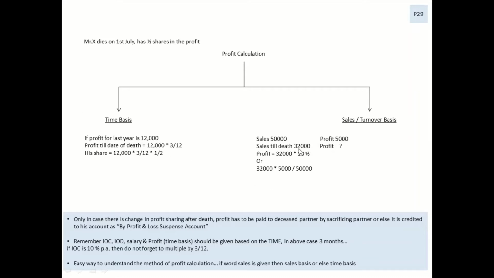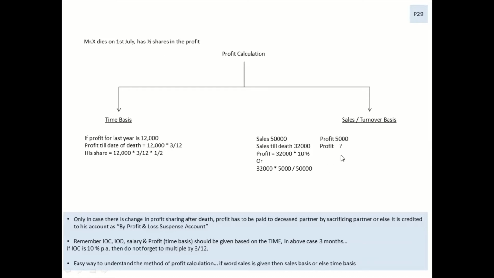All right. So you get the figure. Again, I would like to discuss one small mistake which students do. They mix up both the methods. This is sales method, you understand now. 3,200 is the profit. So what will his share be? 3,200 into half, that is 1,600 in this example.